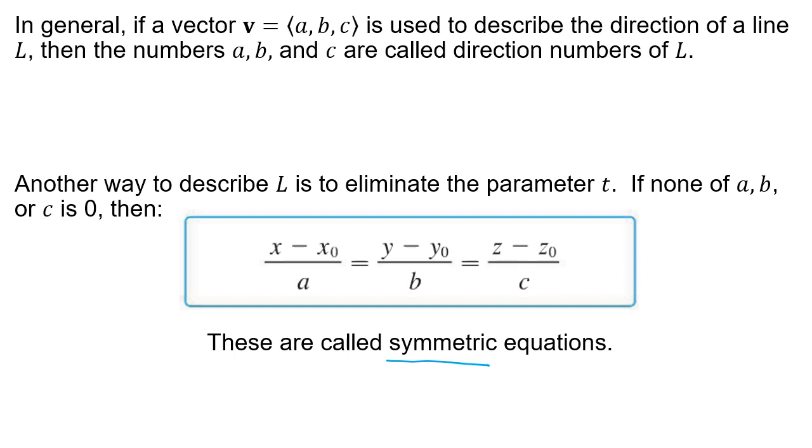Now occasionally your a, b, or c could be 0. It could be possible that this c, for instance, since it's coming from this vector up here at the top, could have a 0 in it. If it does, that's okay. We just don't set them all equal to each other. We would set what we can equal to each other, and then write the other one off to the side saying, and by the way, this is true on this one too. I'll show you what that looks like.